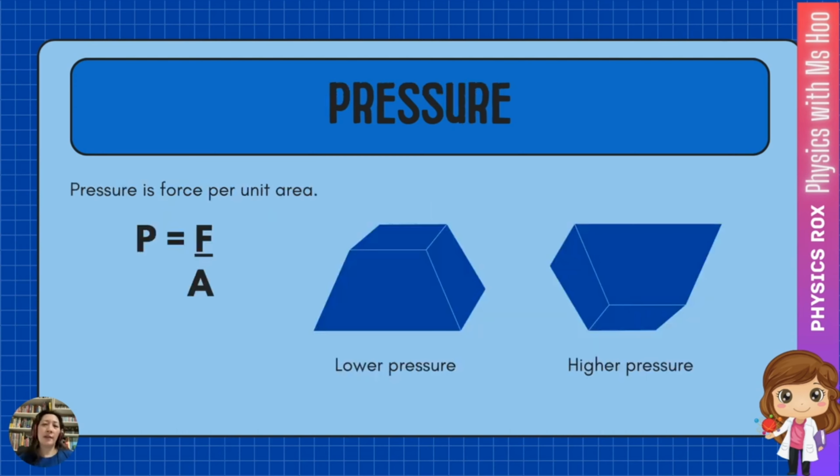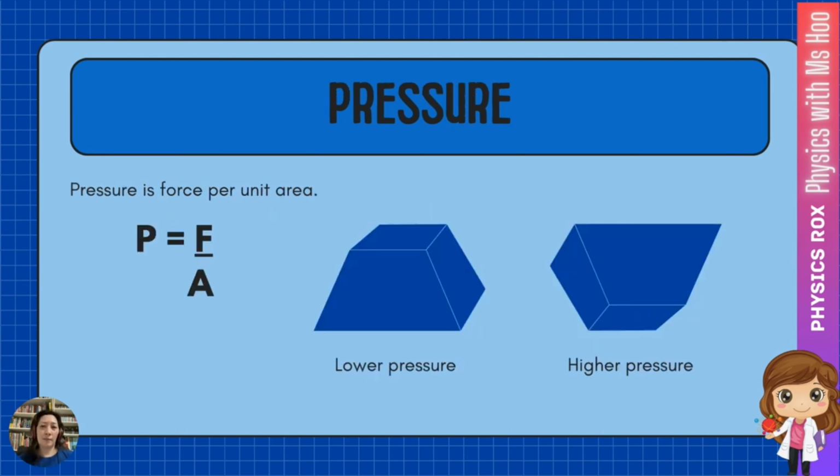So you should have learned about pressure in an earlier lesson. And if you'd like to know more, please watch my video about pressure. For now, we're just going to go through a really quick overview. And as you may recall, pressure is force per unit area. The formula here is P = F/A.